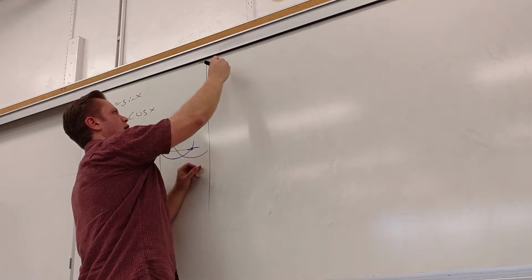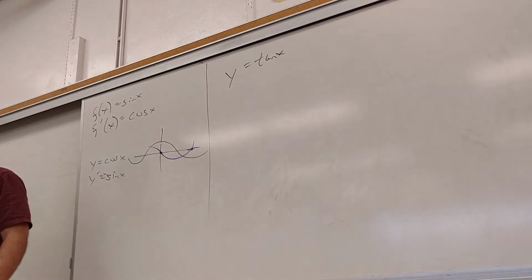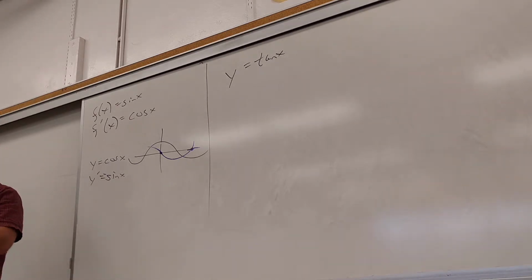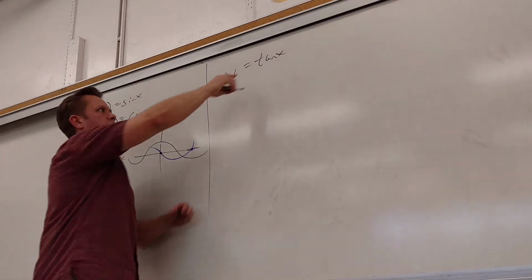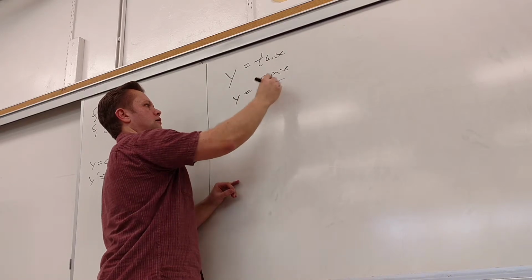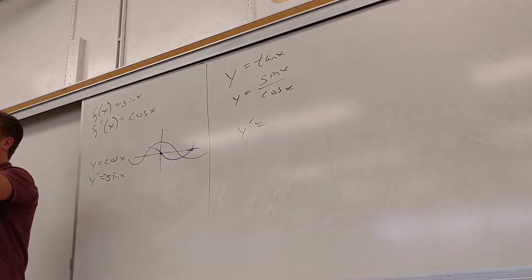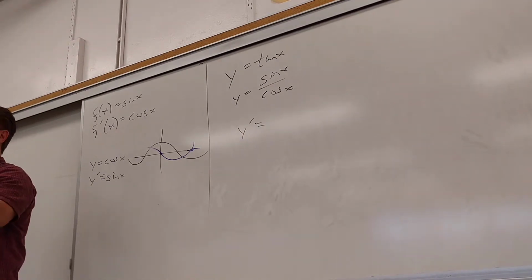Let me see, wait a minute. Oh, so what if I had tangent? Well, let's prove it. It's one thing to know a fact, but if you prove something, that's more impressive. So I can rewrite this, of course, as sine over cosine. And now I can do its derivative, because now I've got it written in a form that I know the rule for, with functions that I know derivatives of.